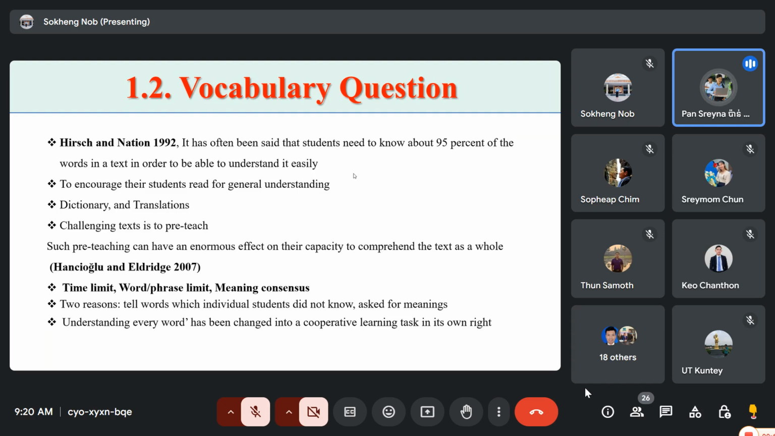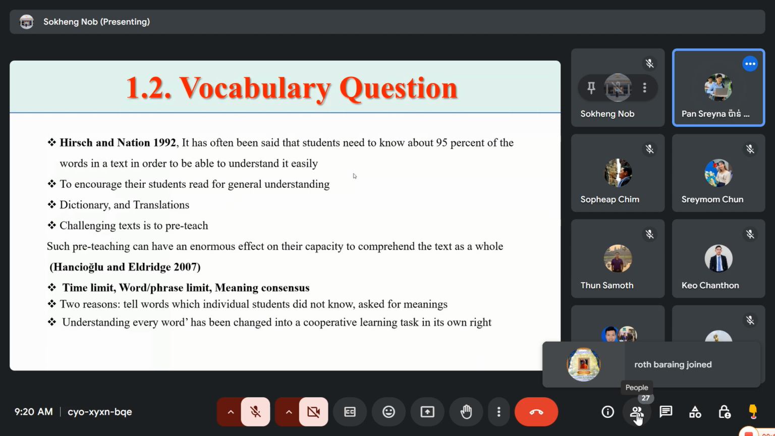Next is all about two words which individual students did not know the meaning of, and the last one is understanding every word, which has been changed to a comparative learning test in its own right. So please move to the next part.